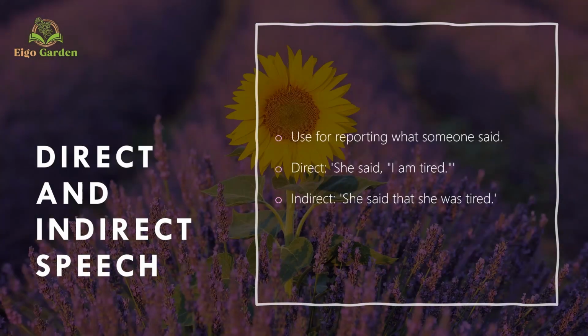Direct and indirect speech are used for reporting speech. In direct speech, the tense is present. For example, she said, "I am tired." In indirect speech, this would be, she said that she was tired. Notice the change in tense in indirect speech.